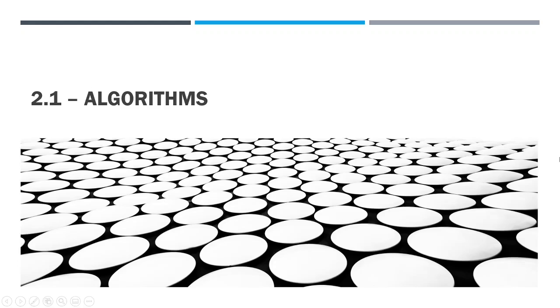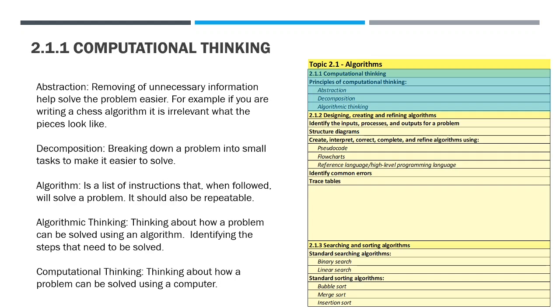Okay, so here is the 2.1 algorithm section in a nutshell. So we're going to go through all these topics here. We won't be going through actually every single one because some of this section will be covered in the programming section where we do pseudocode, and the other parts of the coding section are covered in the coding section of the website.